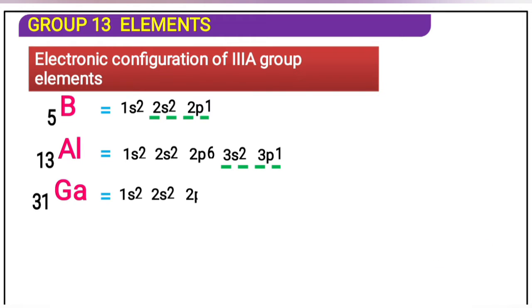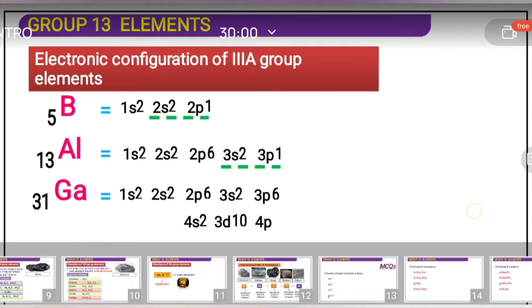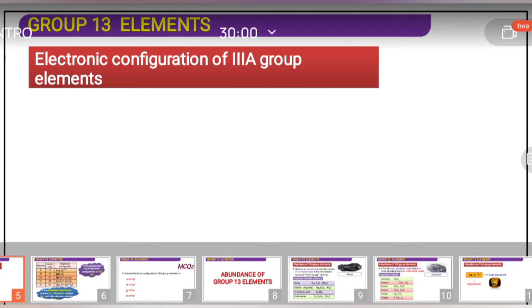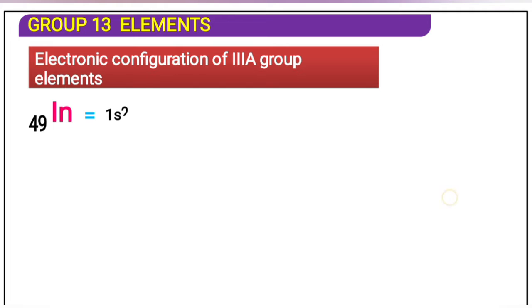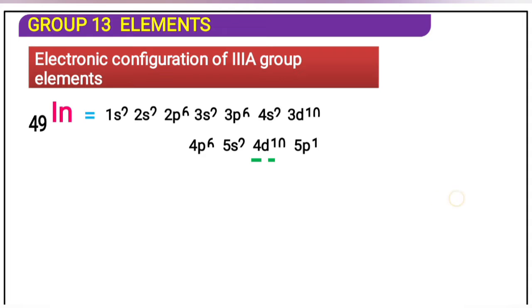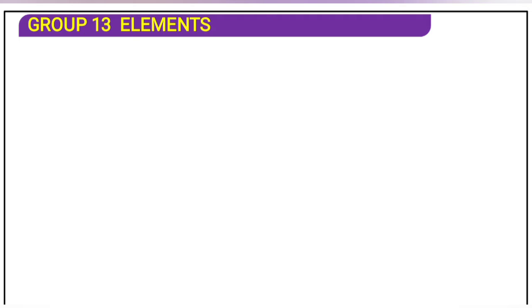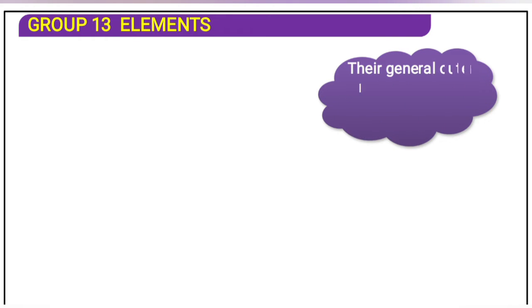In gallium, it is after argon, it is 4s2 4p1, and there is involvement of 3d10 here. And yes, in indium, krypton 4d10 and 5s2 5p1. And in thallium, xenon 4f14 5d10 and 6s2 6p1.